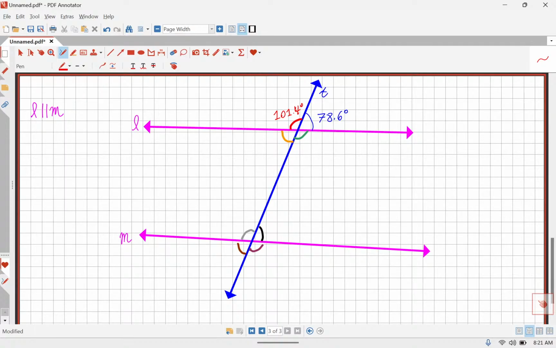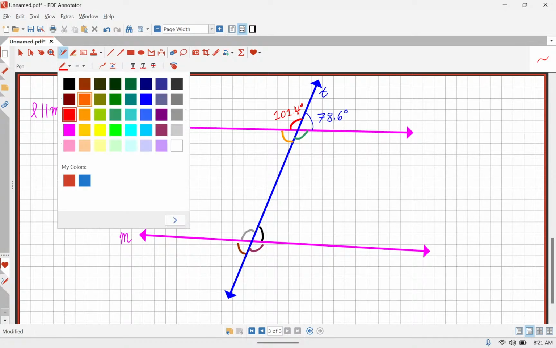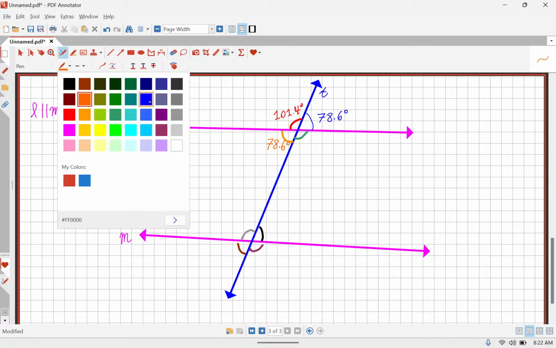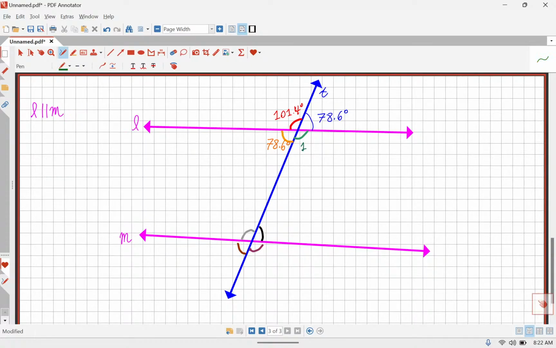What was your first one, Beckham? Orange. I think a lot of people did the orange one first. How many of us did the orange one first based on the blue one that I have up there? Yeah. And what does that one have to be there, Beckham? Perfect. And by the way, since that's 101.4, this green one's also got to be 101.4 degrees.